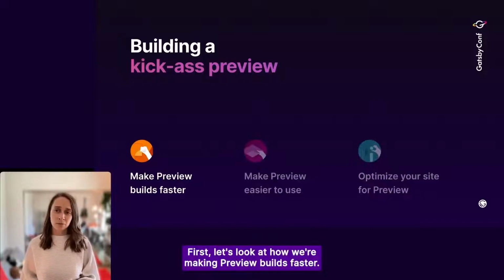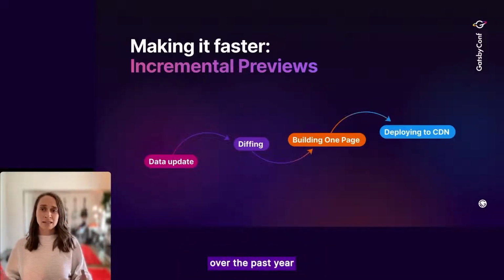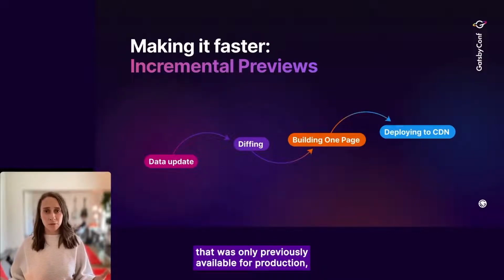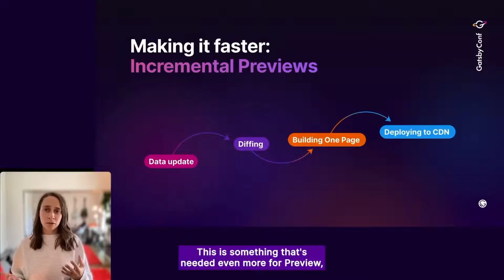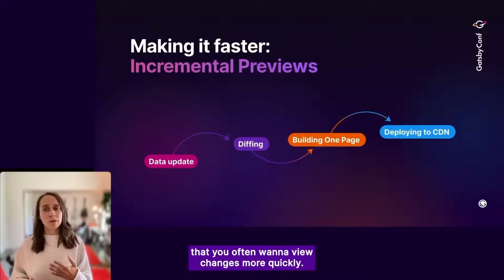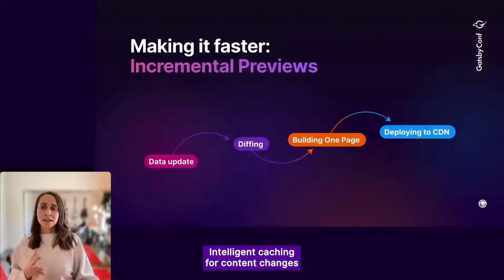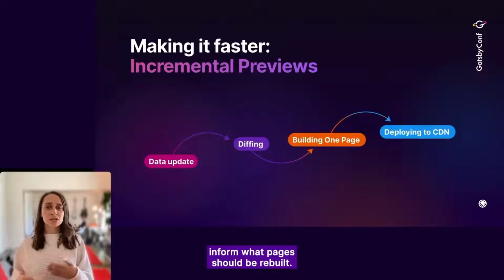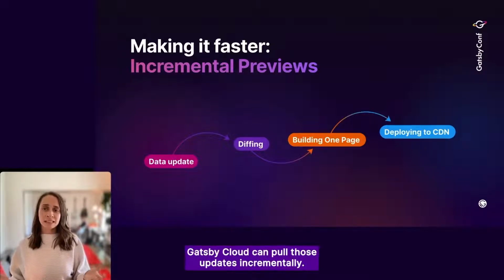First, let's look at how we're making preview builds faster. The first thing we did to make preview faster over the past year was to apply the concept of incremental builds, that was only previously available for production, to preview. This is something that's needed even more for preview because it's in the preview environment that you often want to view changes more quickly. How does this work? Intelligent caching for content changes informs what pages should be rebuilt. So if content editors make a small update to the CMS, Gatsby Cloud can pull those updates incrementally.